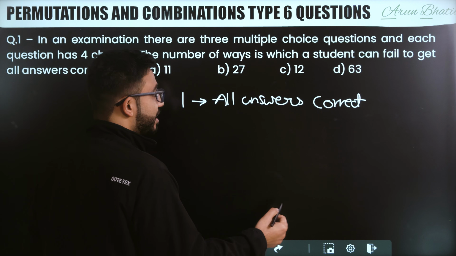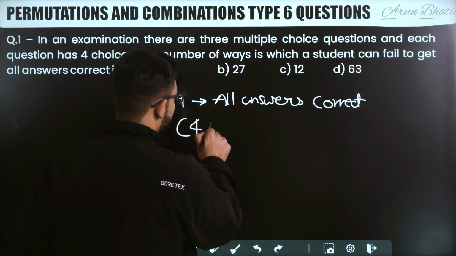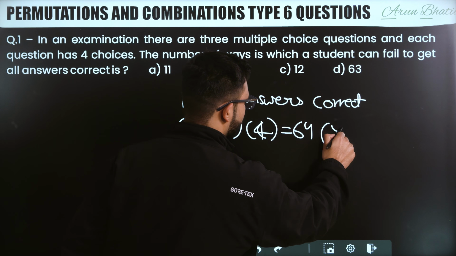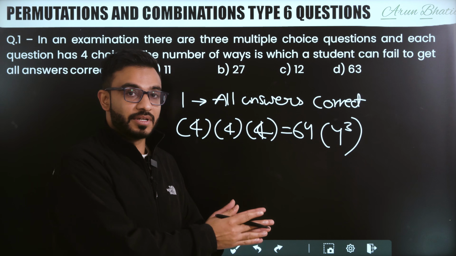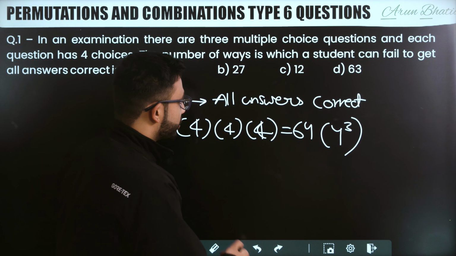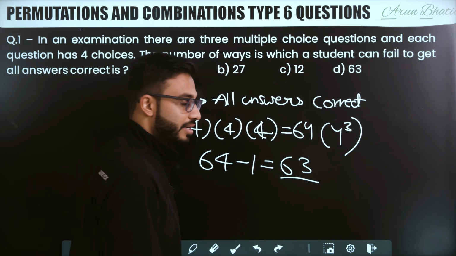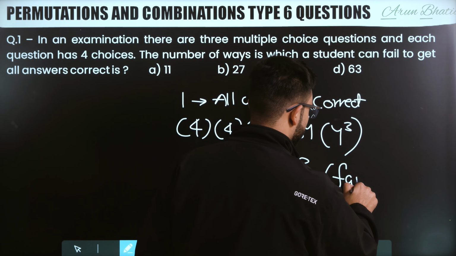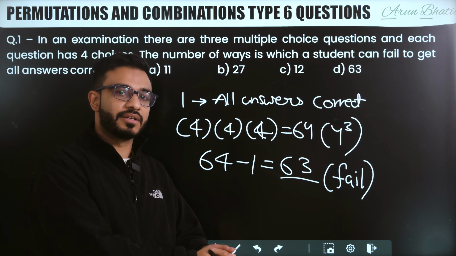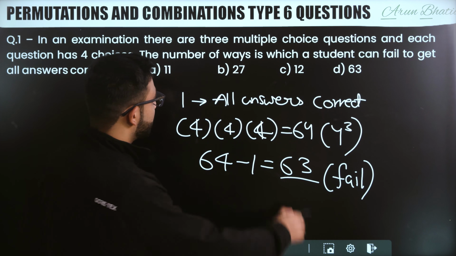And what is the total number of ways that a student can attempt this? There are 4 times 4 times 4, 64 ways you can attempt these 3 questions, because there are 4 answer choices to each question. So you can just subtract 64 minus 1, meaning there are 63 ways that a student can fail to get all answers correct. This is the easiest way you can do this. You just subtract the one way of getting all answers correct from the total number of ways. So 63 would be the answer.